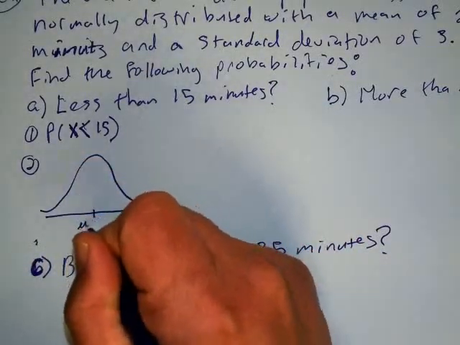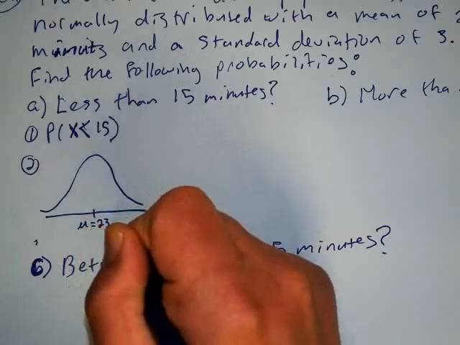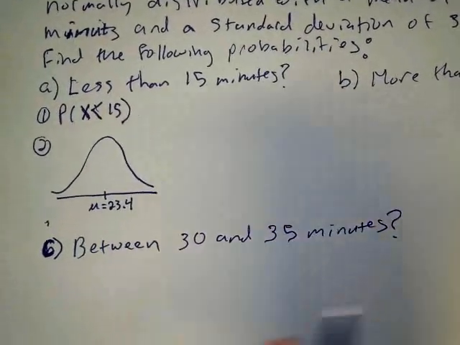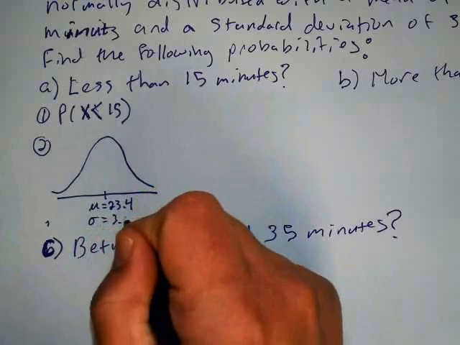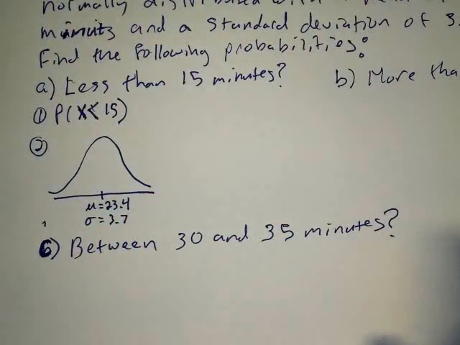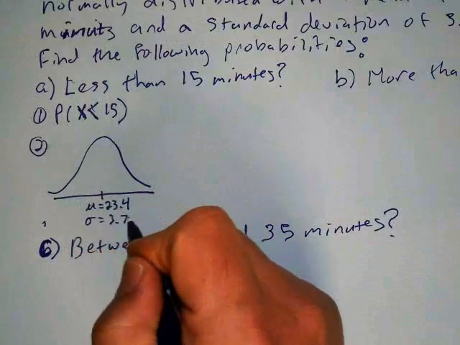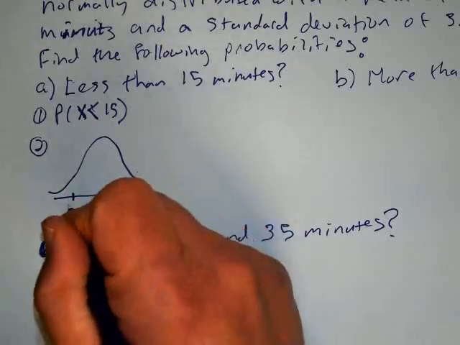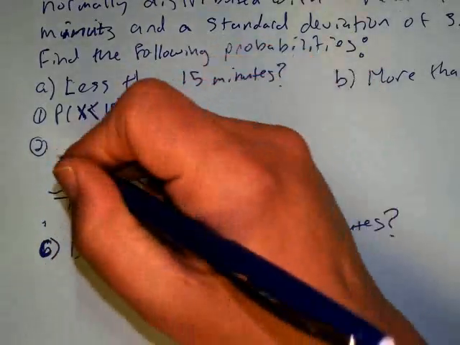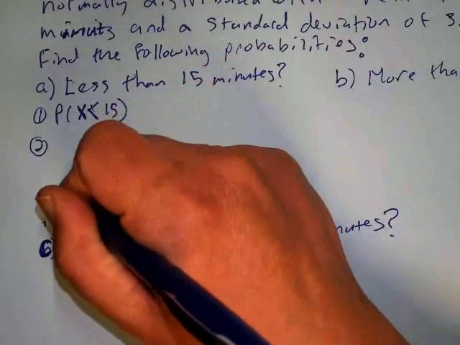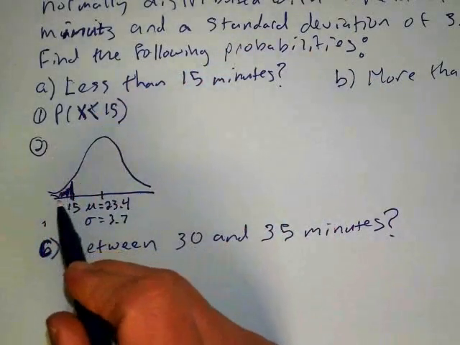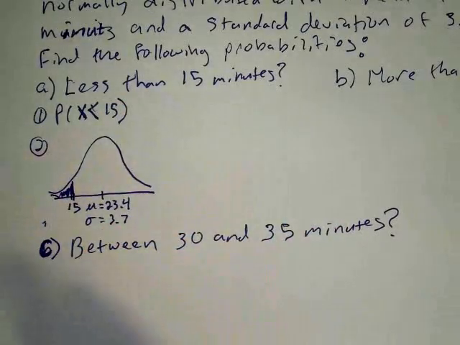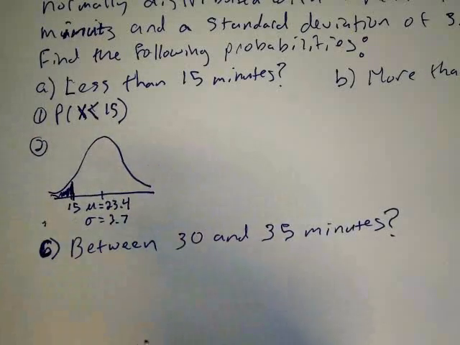Okay, in the center is the mean, which is 23.4 minutes. And I know you can't see that there. I'm zoomed in, but it's 23.4. The standard deviation is 3.7 minutes. And now 15 is actually going to be below the mean quite a bit, maybe about there. It doesn't have to be perfect, but there's 15 minutes, let's say. And I want the wait times that are less than 15 minutes. So that's this area down here. All of these are more than 15 minutes. These are less than 15 minutes. Okay, so that's my diagram.